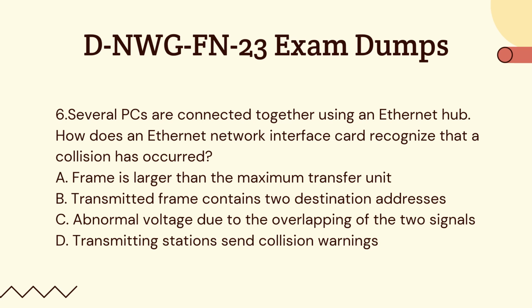6. Several PCs are connected together using an Ethernet hub. How does an Ethernet network interface card recognize that a collision has occurred? A. Frame is larger than the maximum transfer unit. B. Transmitted frame contains two destination addresses. C. Abnormal voltage due to the overlapping of the two signals. D. Transmitting stations send collision warnings.